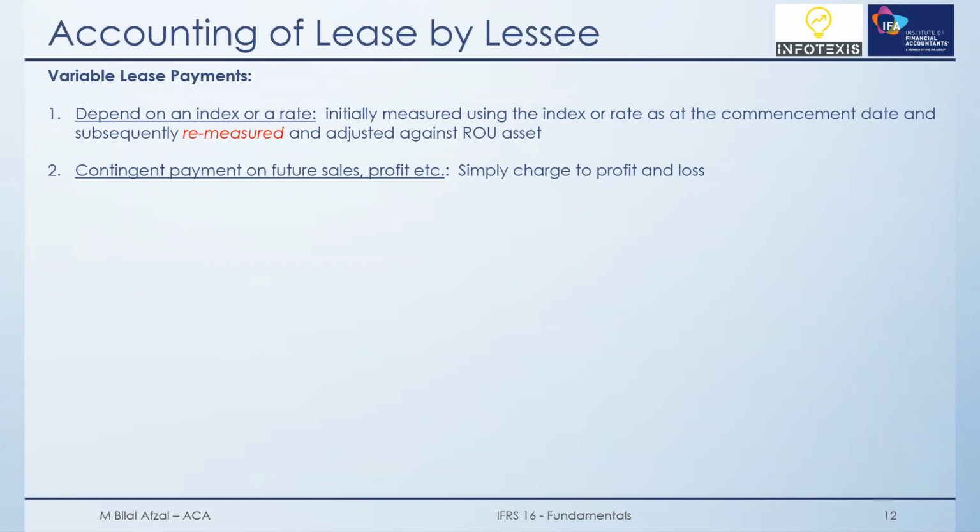So the only type of variable lease payment defined by the standard is those which are linked with the consumer price index or some other rate like KIBOR or LIBOR, whatever the interbank rate is. Those kinds of variable payments are covered within IFRS 16, and these kinds of contingent payments on future sales or profits are not covered within IFRS 16. In the second scenario, whatever amount we pay, we simply charge it as expense. The reason is that in the second scenario, it is practically not possible to build a reliable estimate. We cannot say how much the sales would be in the next year or a year after the next year.